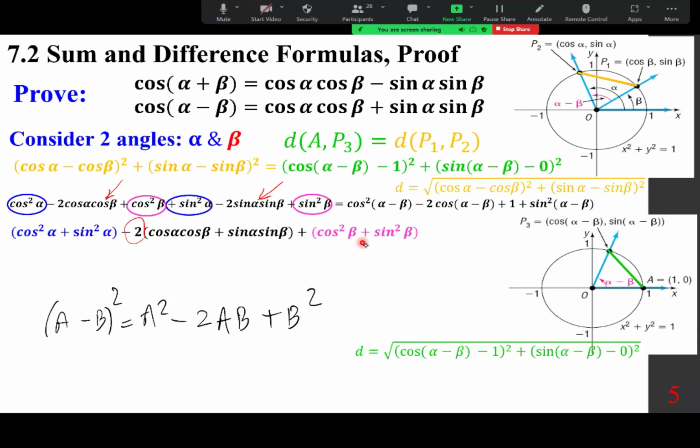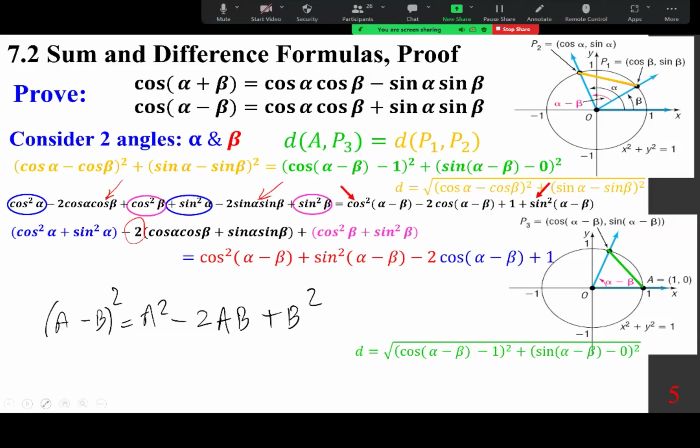So we have this one, we have this one. And the right side, this one, and this one, cosine squared plus sine squared. We have the same arc or angle, alpha minus beta. So we put those two together, and this one, minus 2 cosine of alpha minus beta remains, and plus 1 remains. So what do we have now?